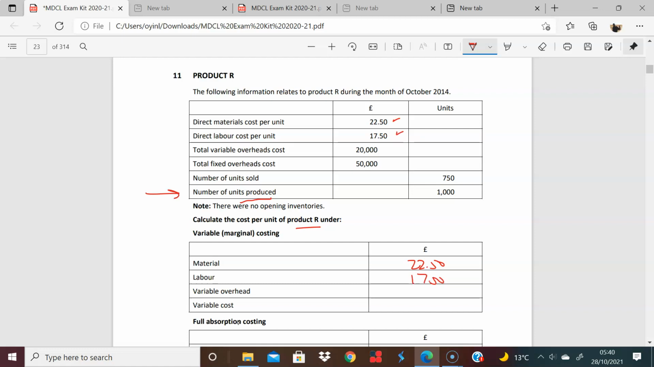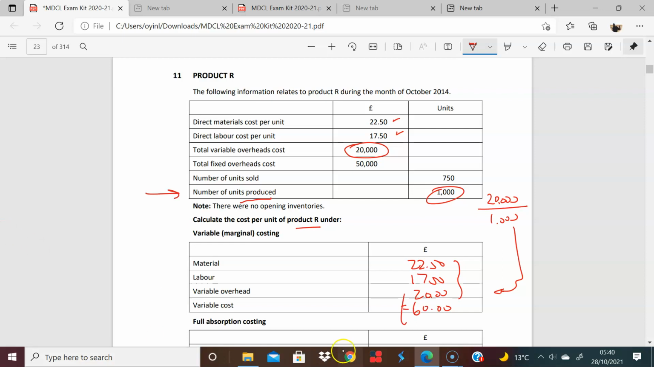The next question becomes, I've spent £20,000 working on 1,000 units. So because I'm producing, if you like, the variable overhead absorption rate, or the variable cost per unit, must be the 20,000 divided by the 1,000, which takes us nicely to £20. So when I add all these together, I get the happy answer of £60.